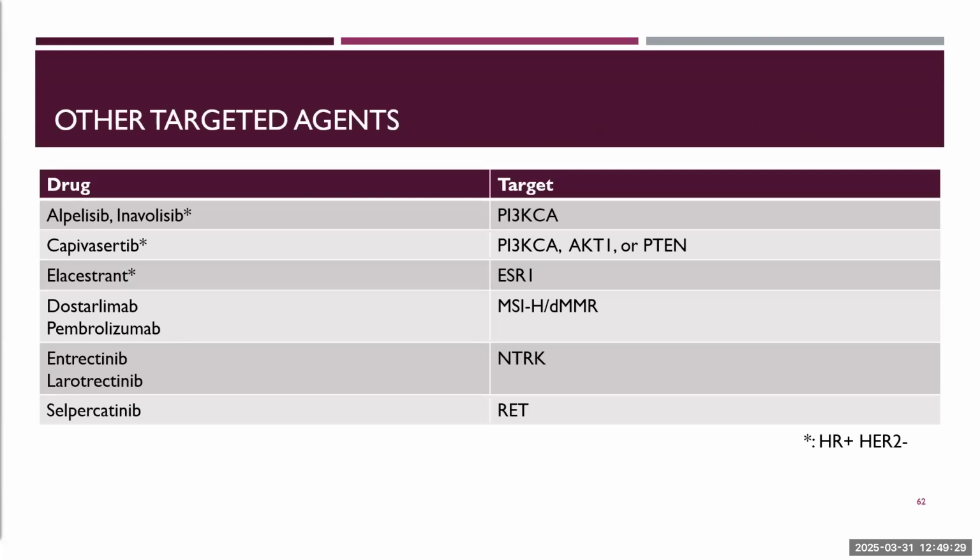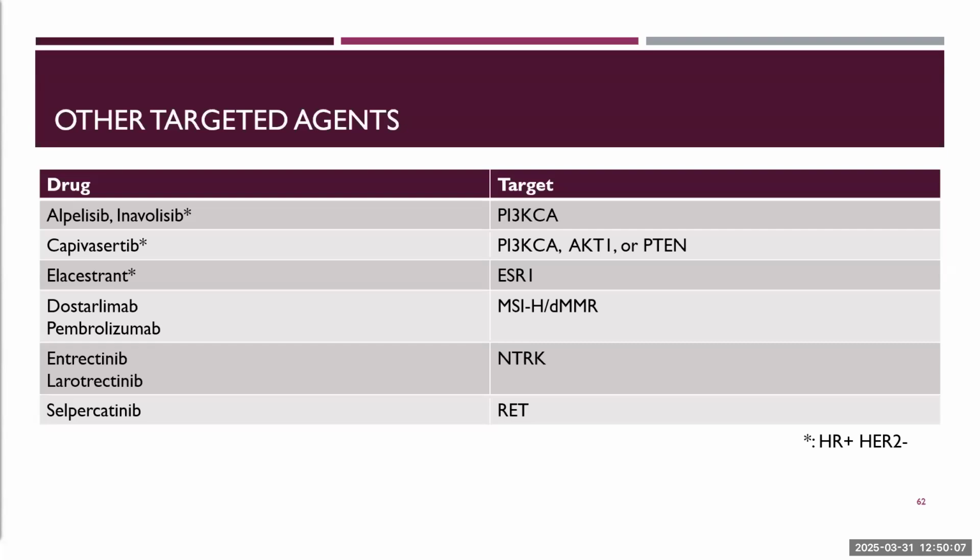So other targeted agents, we talked about some of these already. Alpelisib and capivasertib target the PIK3CA mutation. Inavolisib also targets PIK3CA. It was just FDA approved a couple months ago, so I just included it here for completeness' sake, but we're seeing more and more targeted agents being approved based on mutations. Elacestrant targets ESR1. And all three of the ones that have the asterisk are going to be HR positive, HER2 negative only, because they're used in combination with endocrine therapy.